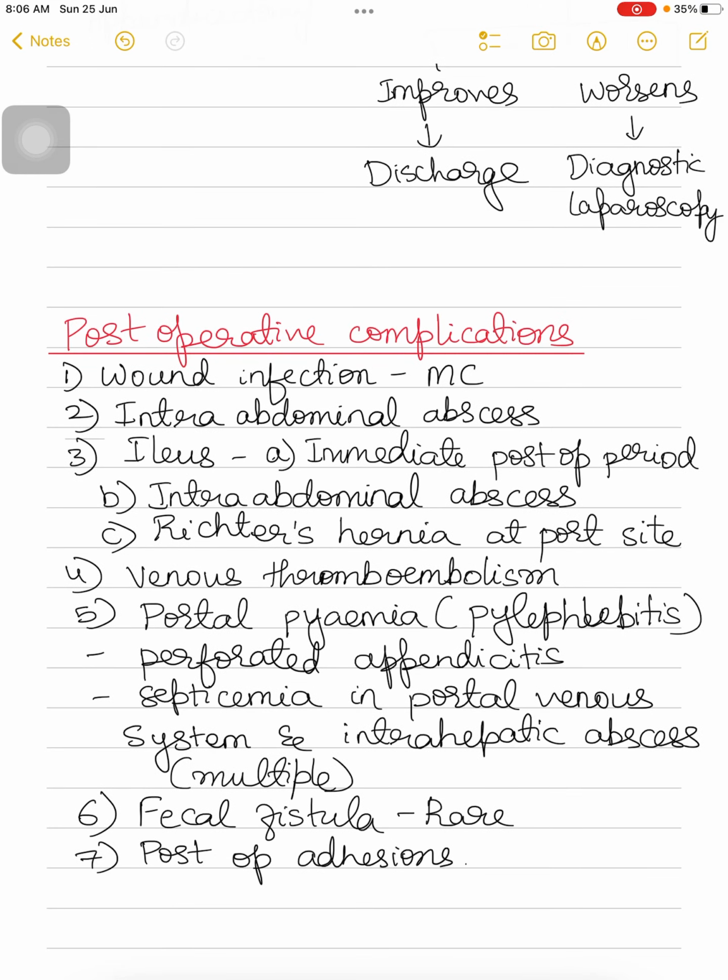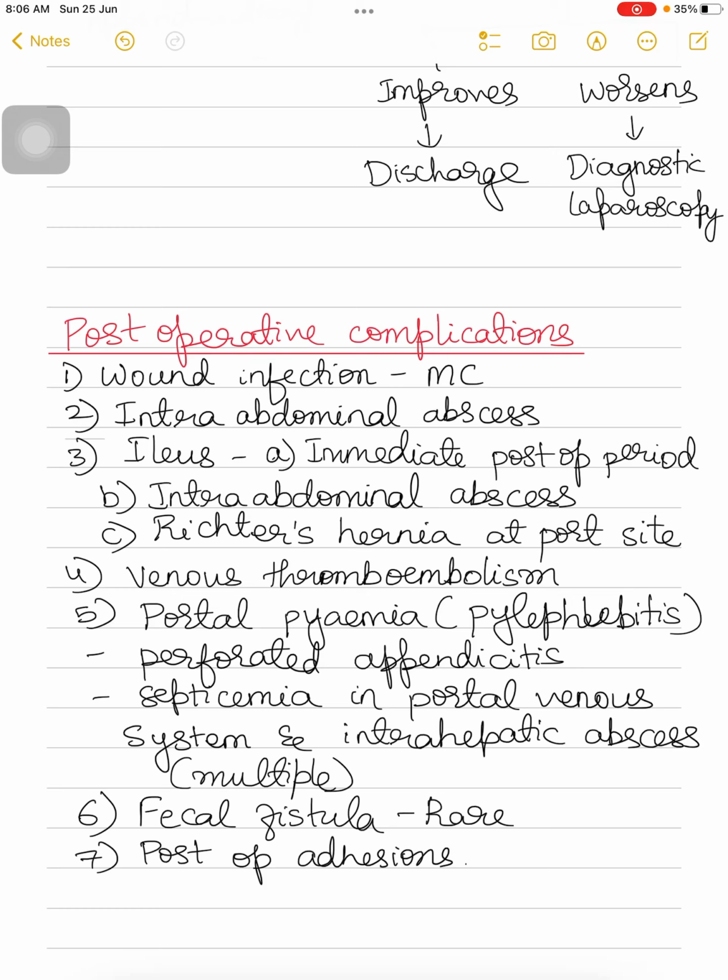Post-operative complications of appendicectomy. Wound infection is the most common, and can vary from erythema to frank pus discharge from the wound site. Depending upon the amount of infection, lay open the sutures, allow it to granulate secondarily, and go for secondary suturing. There could also be an intra-abdominal abscess, so drain the abscess by placing a pigtail.